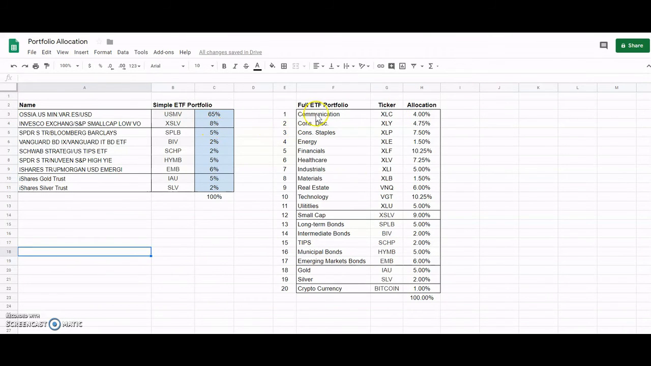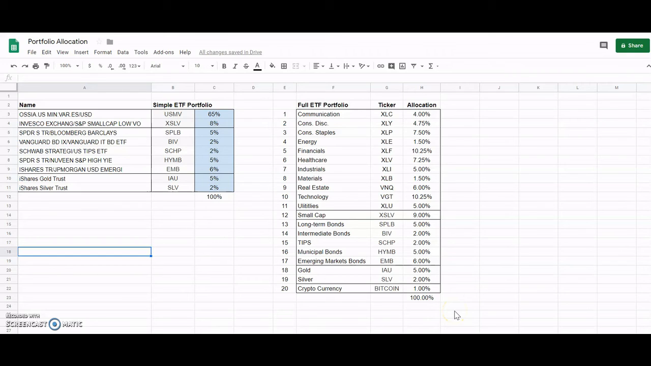So this is basically a breakdown of what would be in SPY or USMV with slightly different allocations. Again, for the small cap stocks, I put 9% instead of 8. Again, the bonds, gold, silver, and then if you want to throw in cryptocurrency like Bitcoin, I definitely wouldn't do more than 5% of my total portfolio.